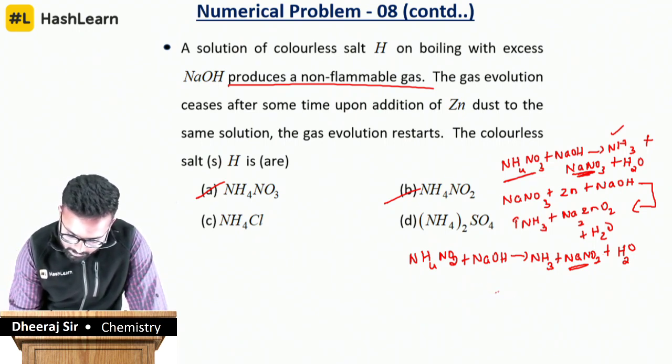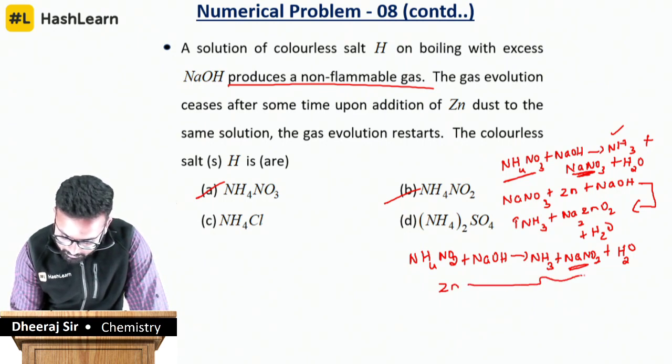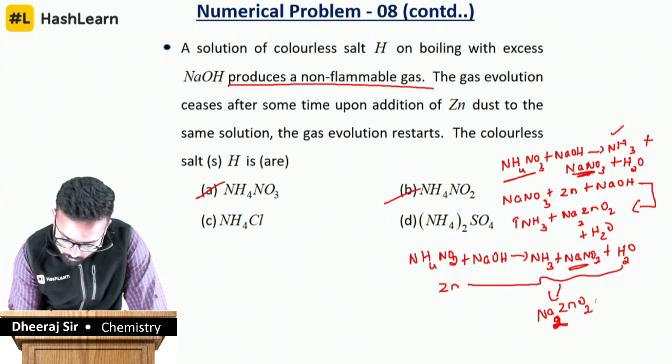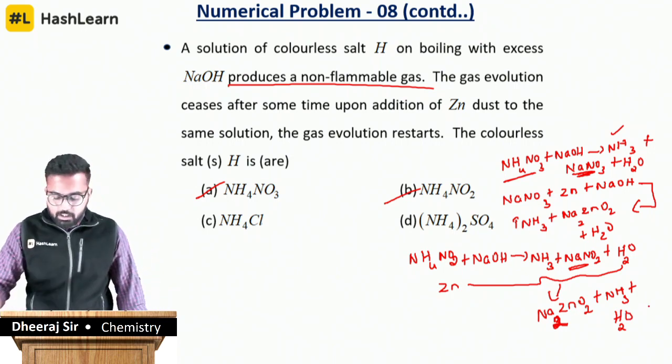Now if I add zinc, zinc plus this entire thing together will further break down to give me the same product. Instead of NaNO3 you will have Na2ZnO2 plus ammonia plus water. So if you can know one reaction, the other reaction can be understood very easily.